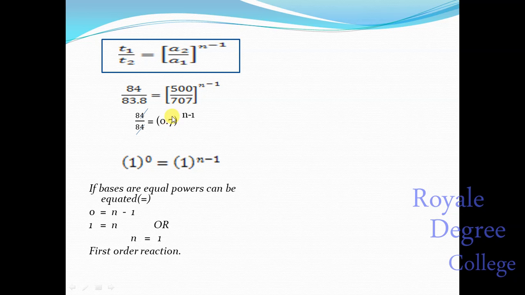Then we get 1 to the power 0, and 0.7 we can take as 1, so it is 1 to the power n minus 1. Here also, if the bases are equal, powers can be equated. So 0 is equal to n minus 1. Bringing this minus 1 to the other side, it becomes plus 1. So 1 equals n, that is n equals 1. The order of the reaction is first order.